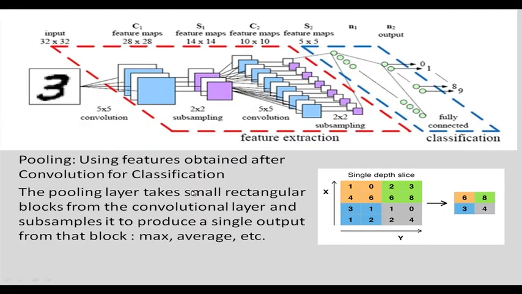Now, in pooling, we use the features obtained after convolution. The pooling layer takes small rectangular blocks from the convolutional layer and subsamples them to produce a single output from that block. For example, after convolution, these are the values that you get. Now, we can divide it into small subrectangles, and for each rectangle we can do a pooling. For example, from this subrectangle, by max pooling we get 6. From this, max pooling gives us 8. From this, max pooling gives us 3. From this, max pooling gives us 4. So, after pooling, we reduce the image size from this to this.